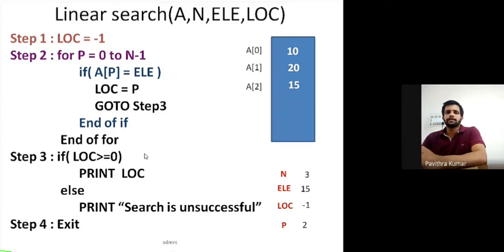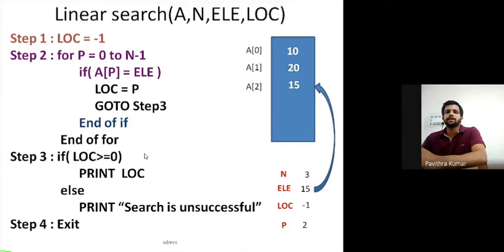Again, there is a comparison. Searching element 15 is compared with a of 2. So 15 is equal to 15. True. I'm getting inside the if statement. So what is there in the if statement? I'm going to note the location value. Location is equal to p. As of now, the location value is equal to -1. That is going to be changed to p.